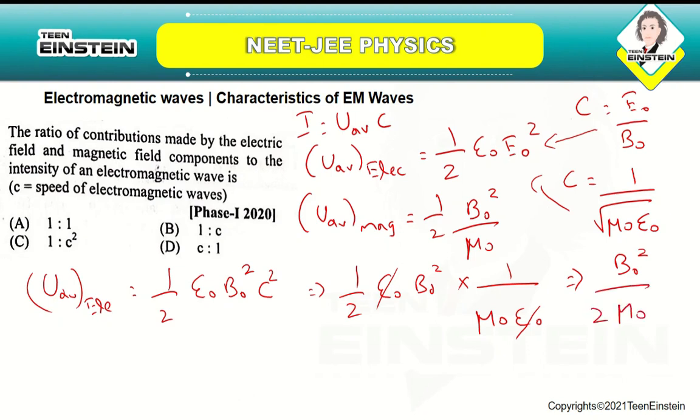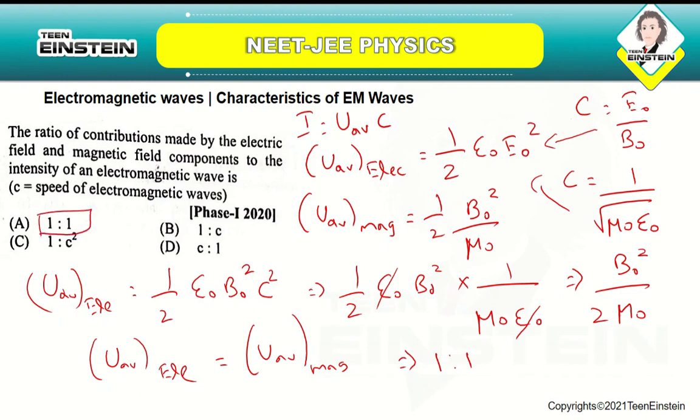So you can see that the average energy in terms of electric field is equal to the average energy in terms of the magnetic field. Okay, because both are having the same value. So the ratio will be 1:1. So the correct answer is option number A.